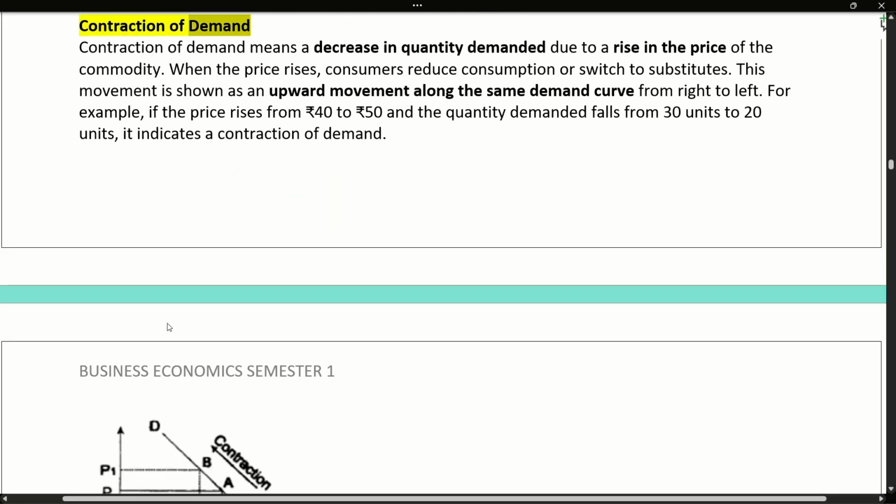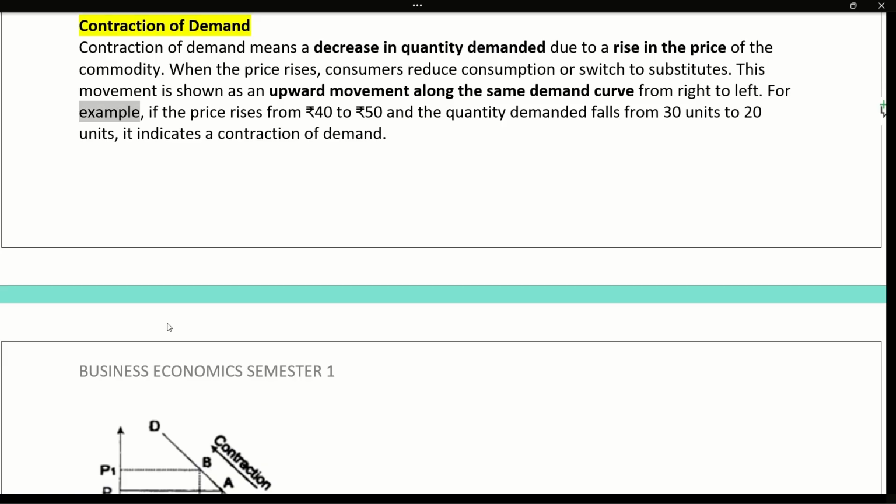Contraction of demand. Contraction of demand means a decrease in quantity demanded due to a rise in the price of the commodity. When the price rises, consumers reduce consumption or switch to substitutes. This movement is shown as an upward movement along the same demand curve from right to left.